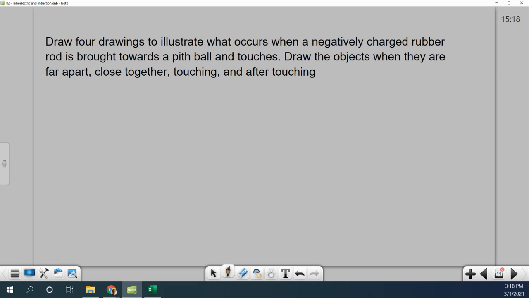And now that you know how to draw stuff, we're going to draw another set of things. But this time, not a positive rod. I want you guys to see what it looks like with a negative rod. Negatively charged rod. Pith ball. They're far apart. Not much is going to happen. So I bring them close together. Negative rod.